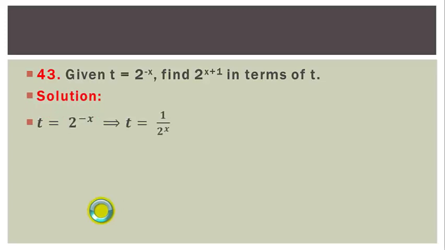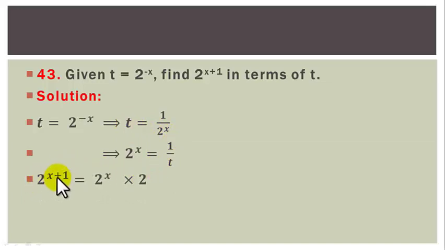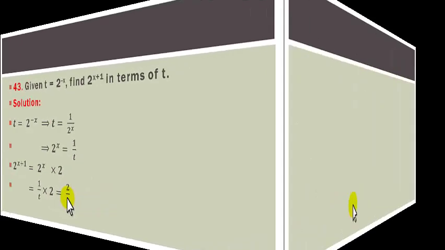Solution. T equals 2 to the power minus x implies that T is equal to 1 all over 2 to the power x, which implies that 2 to the power x is equal to 1 all over T by cross multiplication. So therefore, 2 to the power x plus 1 can be expressed as 2 to the power x times 2. But 2 to the power x is 1 all over T.